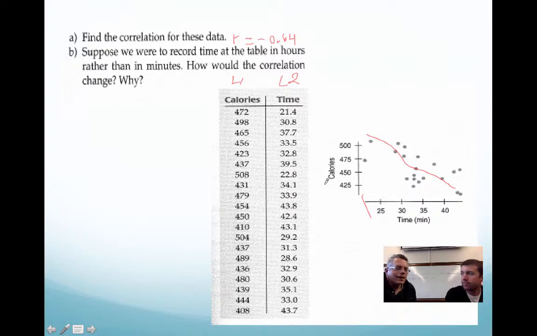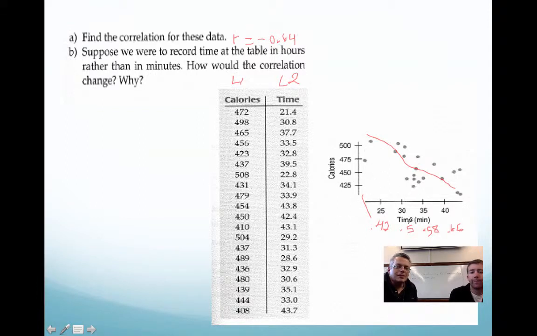If we converted the time to hours, we'd pretty much just be changing the scale on the x-axis. So 25 minutes, how much of an hour is that? 25 divided by 60, 0.42. Thirty minutes is 0.5 hours, and 35 divided by 60 is 0.58. And 40 is 2/3, so that'd be 0.67. If we converted the time from minutes to hours, we'd just divide all the time by 60.